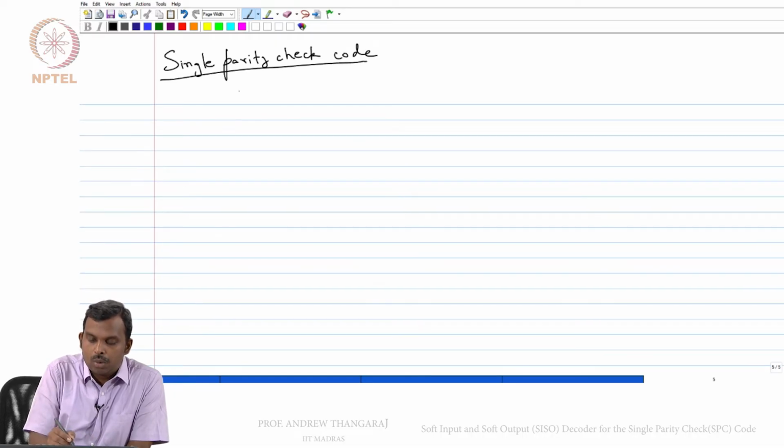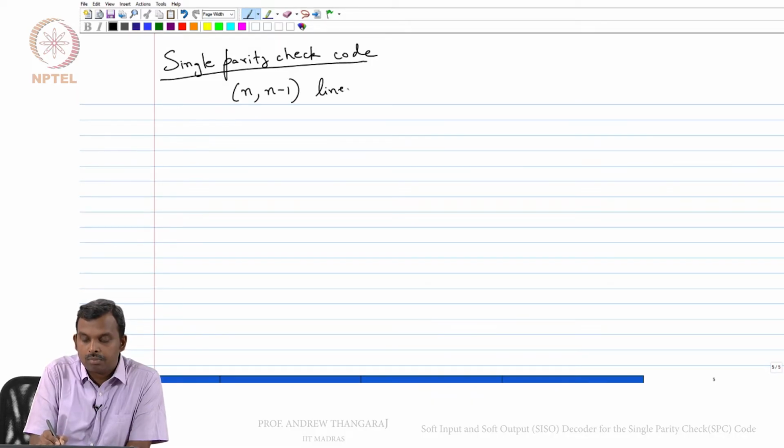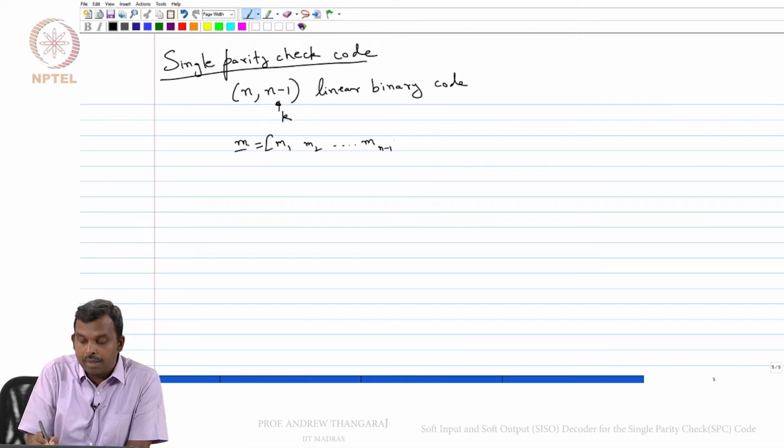It is an n comma n minus 1 linear block code. And the way it works is as follows. If it's n comma n minus 1, remember this is k, right? K is n minus 1. So your message vector is m1, m2, up to m n minus 1.